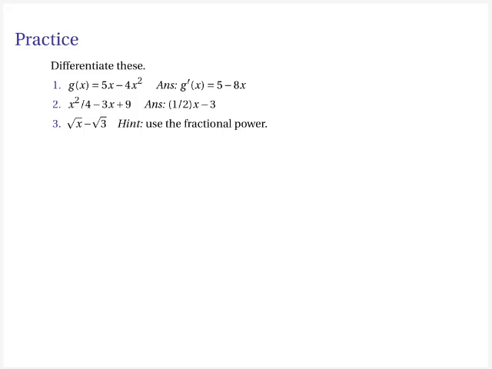So just going from left to right, the derivative of x squared over 4 is 1/4 times the derivative of x squared, because you're bringing out the constant 1/4. The derivative of x squared is 2x. So the derivative of 1/4 times 2x makes 1/2 x.